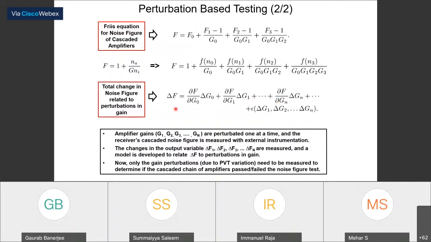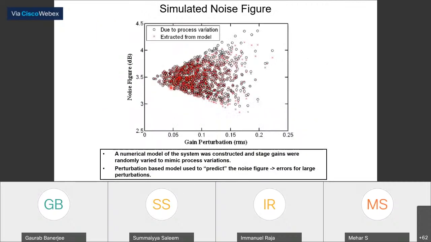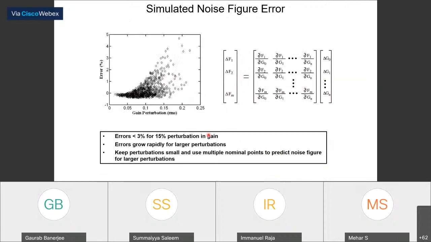And I would find out if delta F is within acceptable bounds or not. If it is not, then I throw away the chip, if I have that amount of confidence, right? So we had actually created a model. We found, as a result of perturbation, and by modeling various process variations, that we were able to predict the noise figure variation even for reasonably large perturbation. And I'll show you how large the perturbations were.